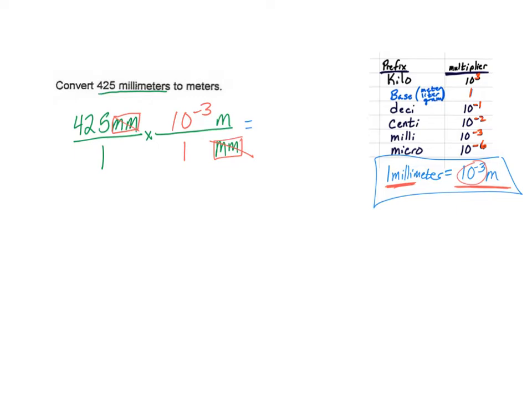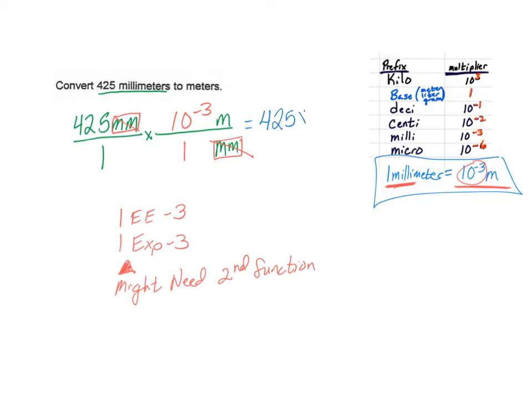We're going to use that exponent key, so it might be 1 EE negative 3, or it might be 1 exponent negative 3, and then we're going to divide all that by 1. And the answer you'll see is 425 times 10 to the negative 3, with the units of meter. But that's not correct scientific notation, so we're going to look at that decimal place being at the end of the 5. We're going to move it back 1, 2, so that our answer is 4.25 times 10 to the negative 1 meters.